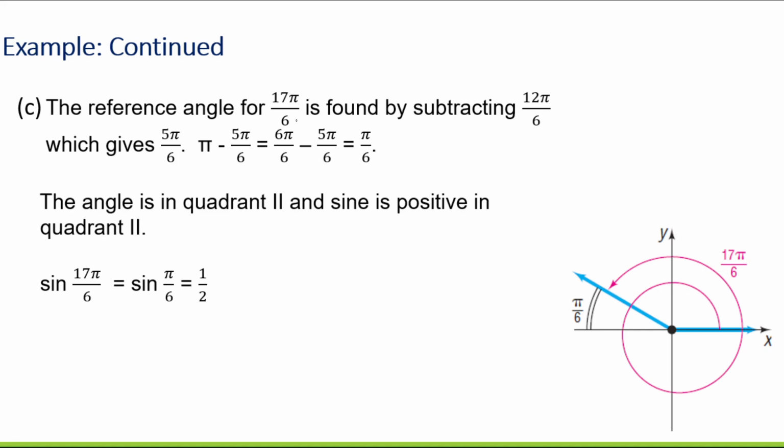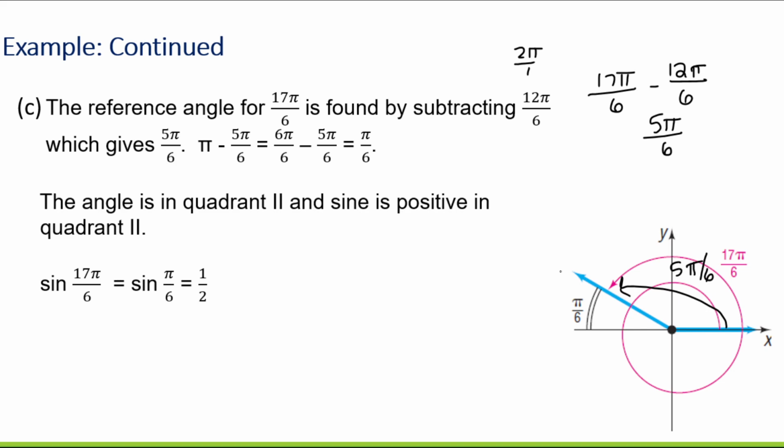And so getting a common denominator, if you have 2 pi over 1, our common denominator would be a 6. So 1 times 6 is 6. 2 pi times 6 is 12 pi. And so if you take 17 pi over 6 minus 12 pi over 6, then that gives us 5 pi over 6. And so 5 pi over 6 is found by going counterclockwise, 5 pi over 6.